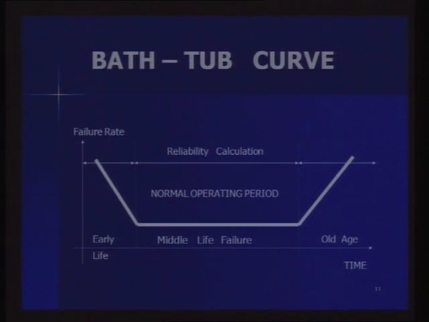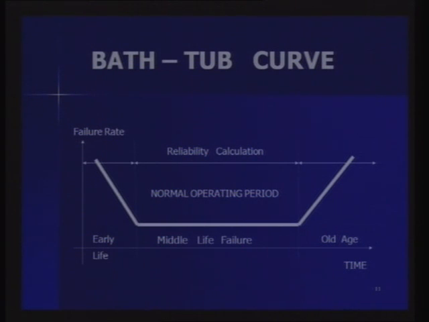which we call the middle life failure, where the failure rate is low and more or less stable. That's why we call it a constant failure rate. And after that, say 65 to 70, for a human life, the failure rate again starts increasing. That we call old age, and gradually one dies.